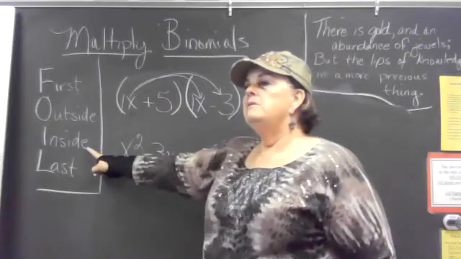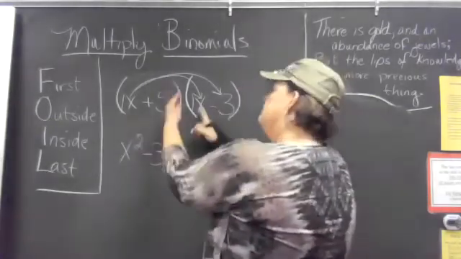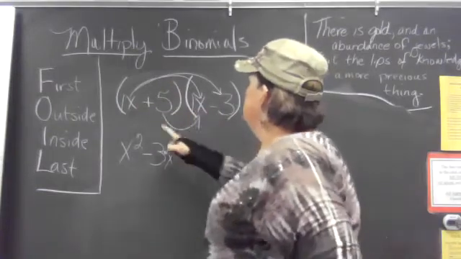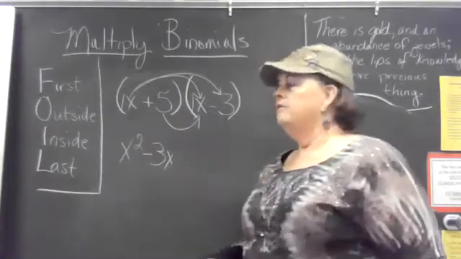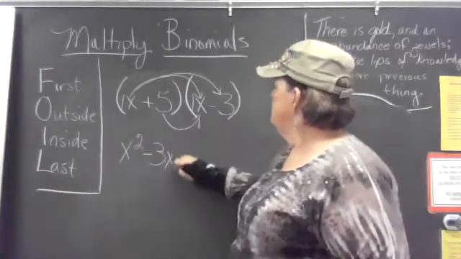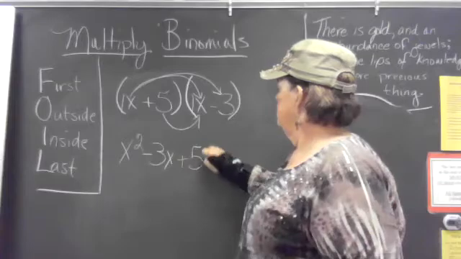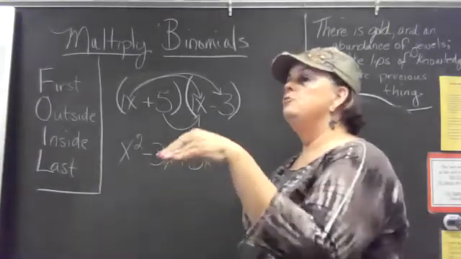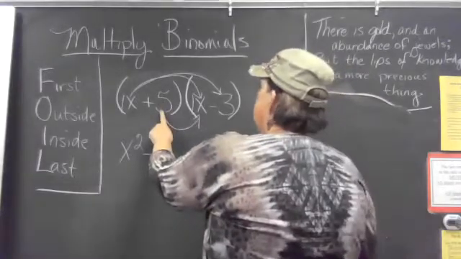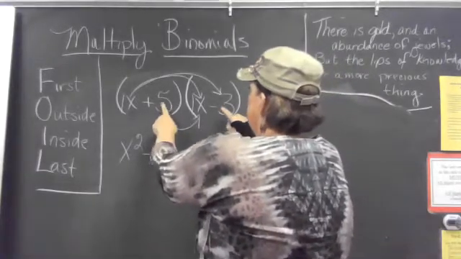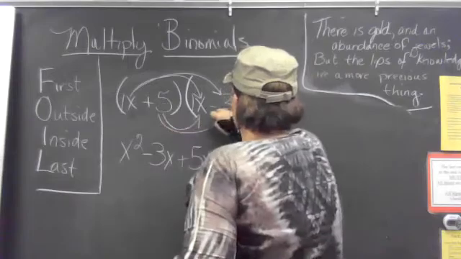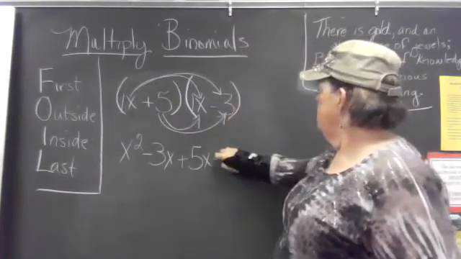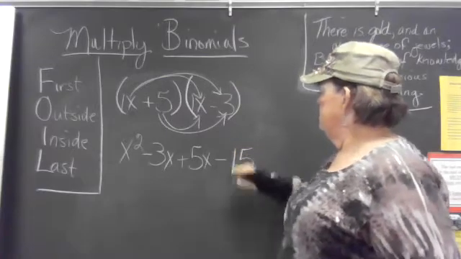Then the insides, they're not the outsides, they're the insides, okay? So now we're going to multiply this. 5 times 1 is 5x, and it's a positive. And the last means the last one in each parentheses. So I'm going to take the 5 times the -3. These are the lasts. So 5 times a negative 3 is minus 15.